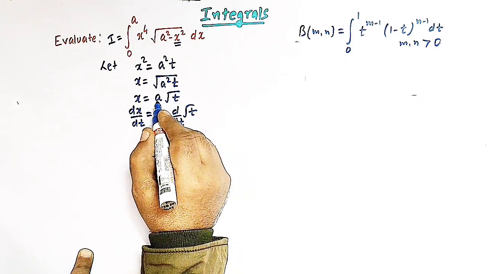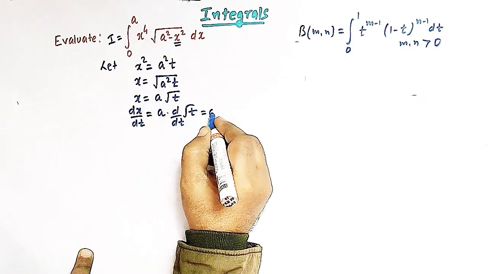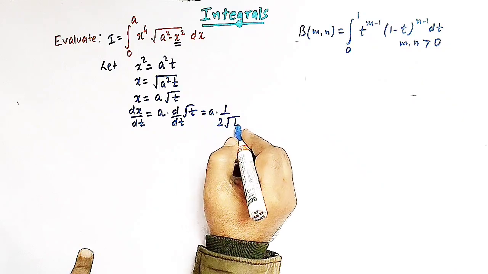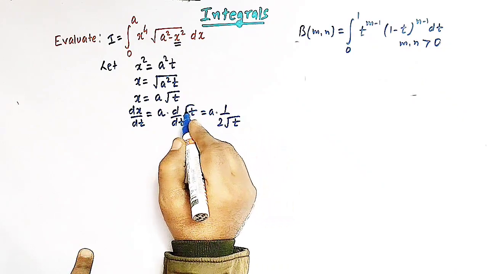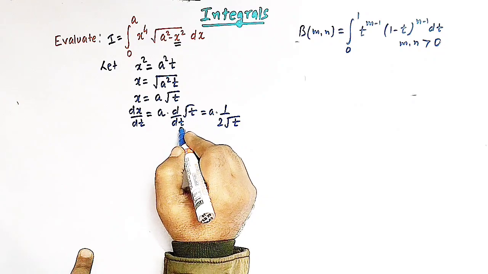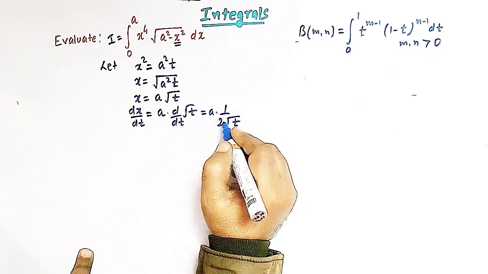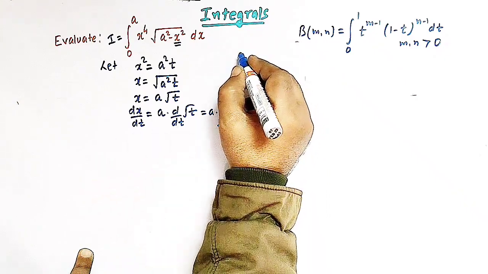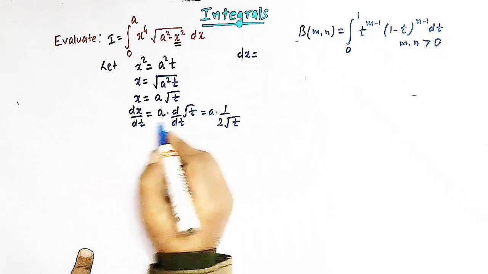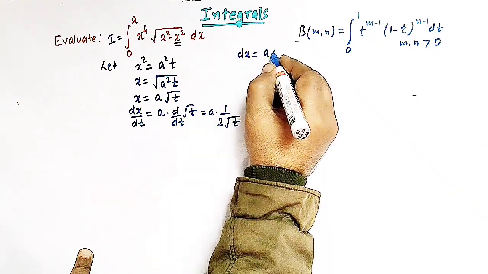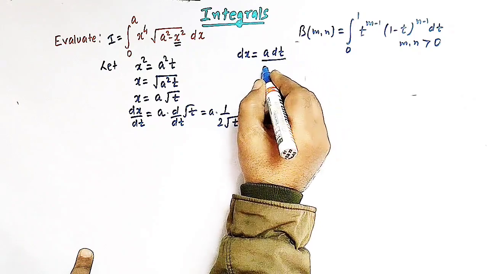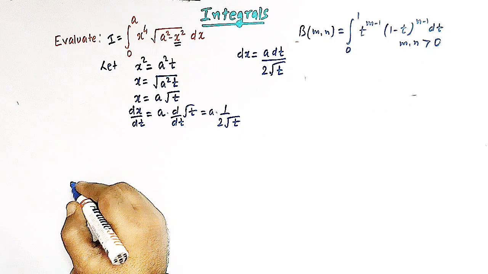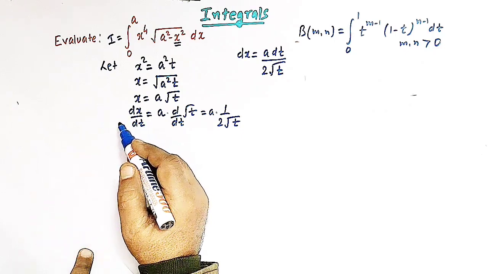So dx over dt is equal to a times the derivative of square root of t. So here a is a constant. So we have a times 1 over 2 times square root of t, because the derivative of square root of t with respect to t is 1 over 2 times square root of t. So now we can write dx is equal to a dt over 2 times square root of t. Right, okay, now let us change the limits.